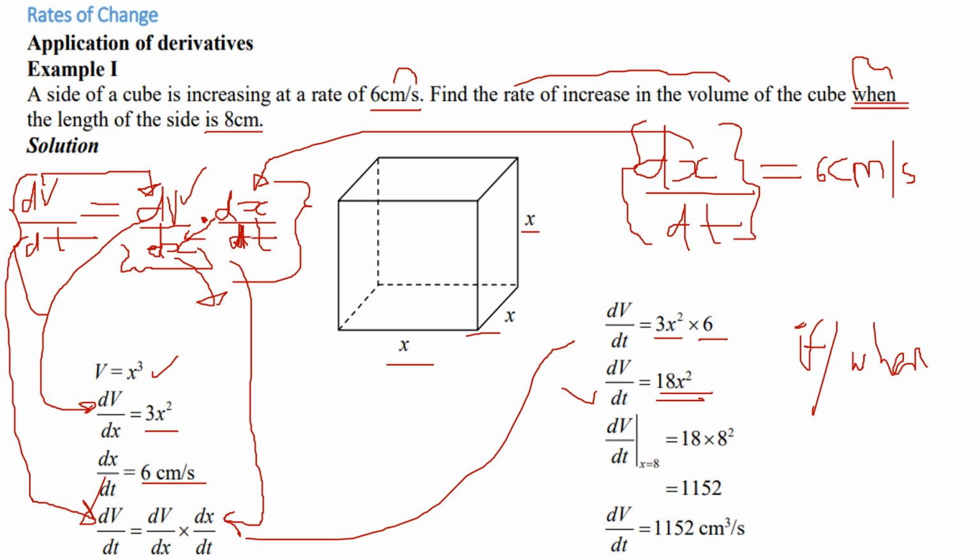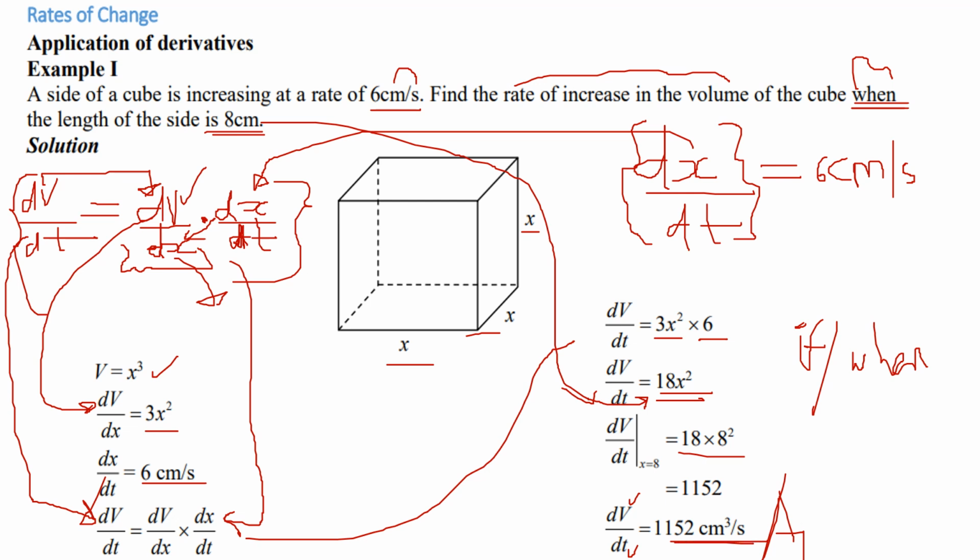So we substitute, since they say that when the length of the side is 8 centimeters, we substitute for the value of x in this expression. Then you are going to remain with 18 times 8 squared, which is going to give you 1152. But remember that this is volume with respect to time, so the SI units must be centimeters cubed per second. You cannot get the actual mark without the standard SI units. So this was the final answer.